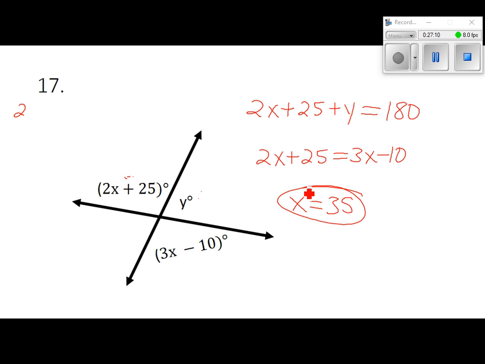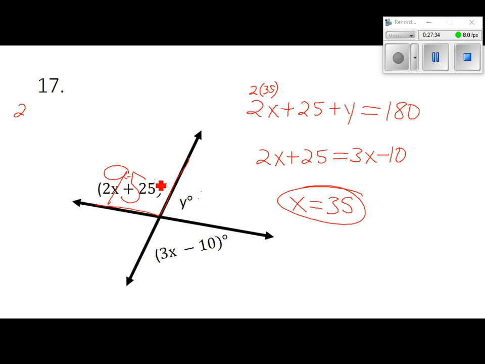So could we go back and use this equation? Yeah, we could take out the x here and stick in 35, and then solve for y. Might be easier just to plug it in here and do 2 times 35. What's 2 times 35? 70. Plus 25. 95. So how much is this angle right here?